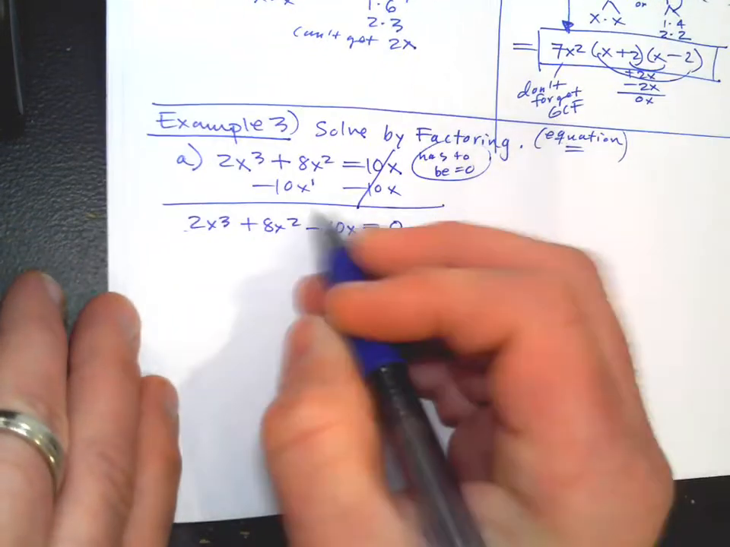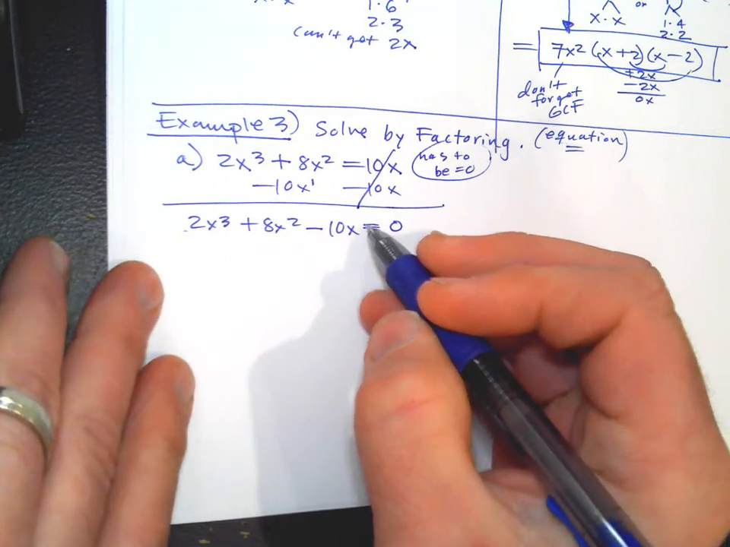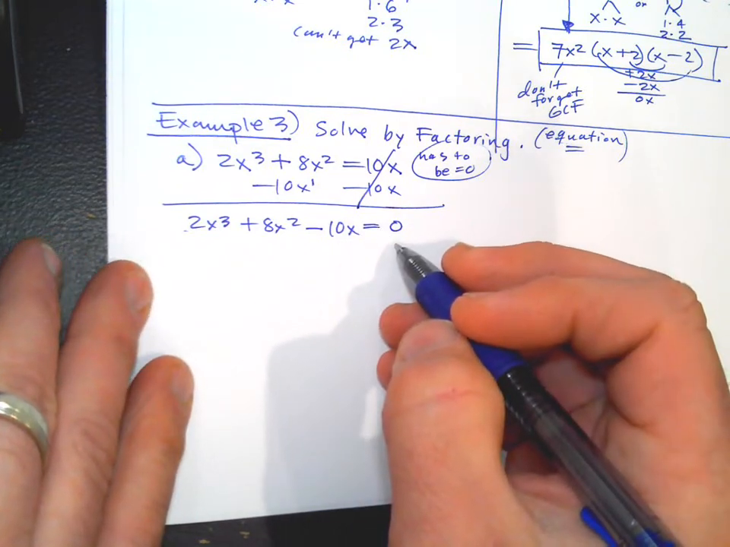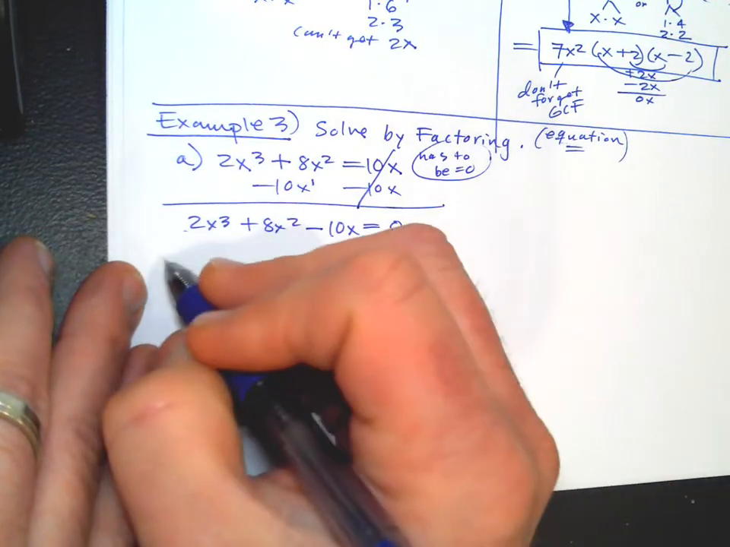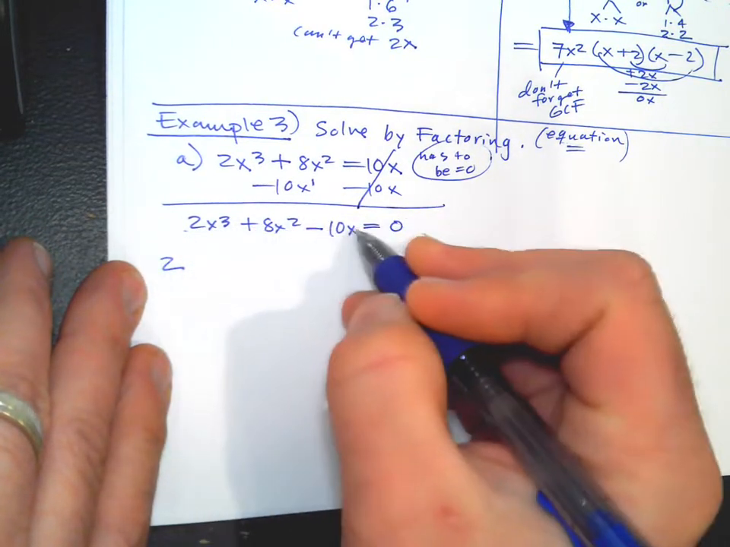Equals 0. You still have to write the equal sign, equals 0. It doesn't make sense if you solve it and there's no equal sign. Now we have to factor it, okay? So GCF first. There's a 2 out of 2, 8, and 10.